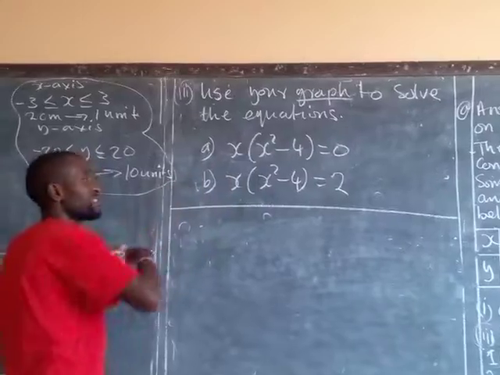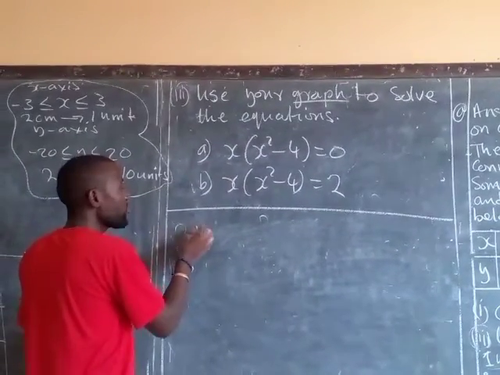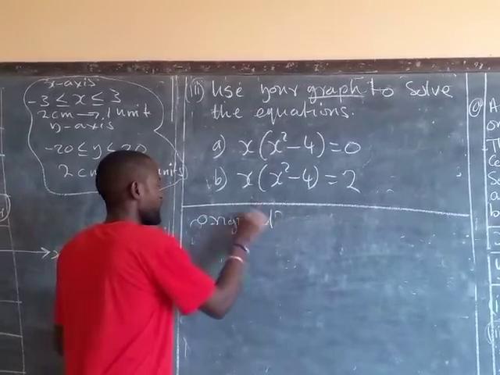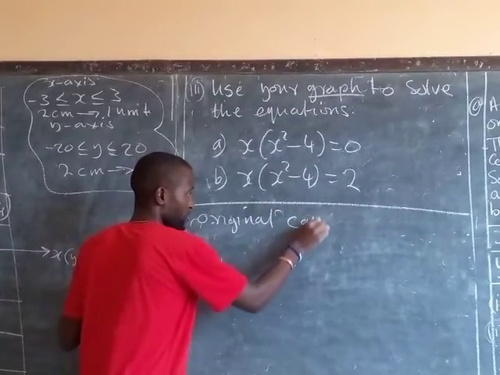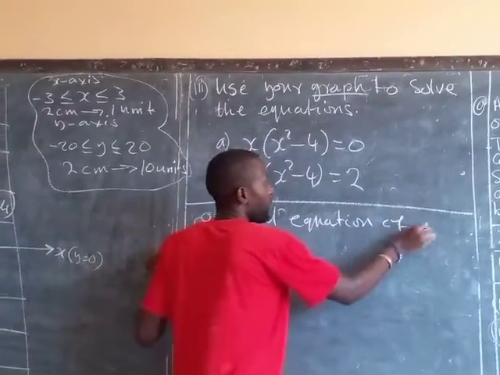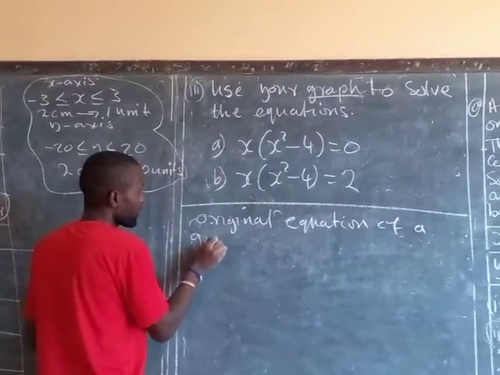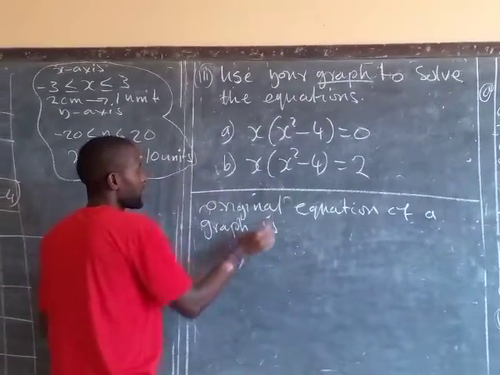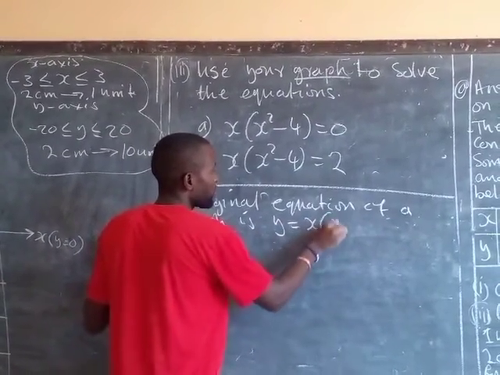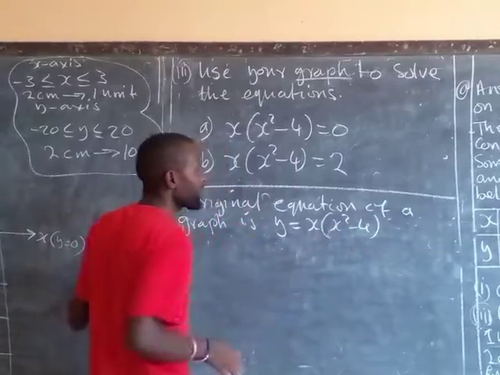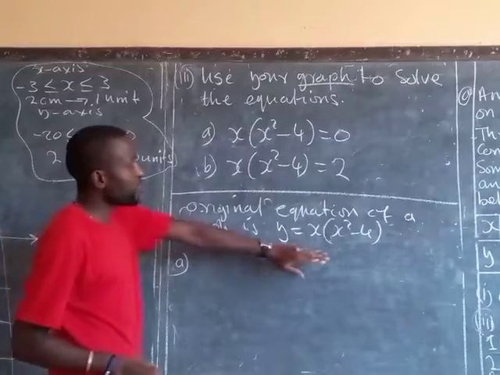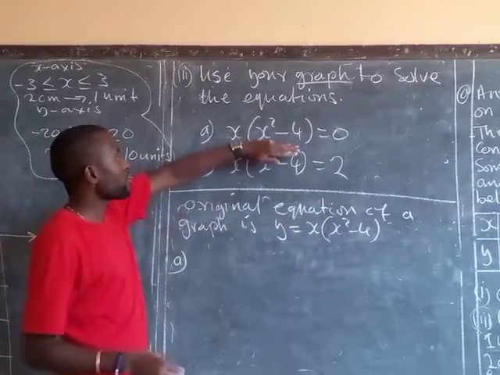These equations can only be solved if you know the original equation. So the original equation of a graph is, we are told that it is y is equal to x, open bracket, x squared minus 4. That is the original equation. Hence, how do I solve my first equation there? I get the original equation and also this equation given.